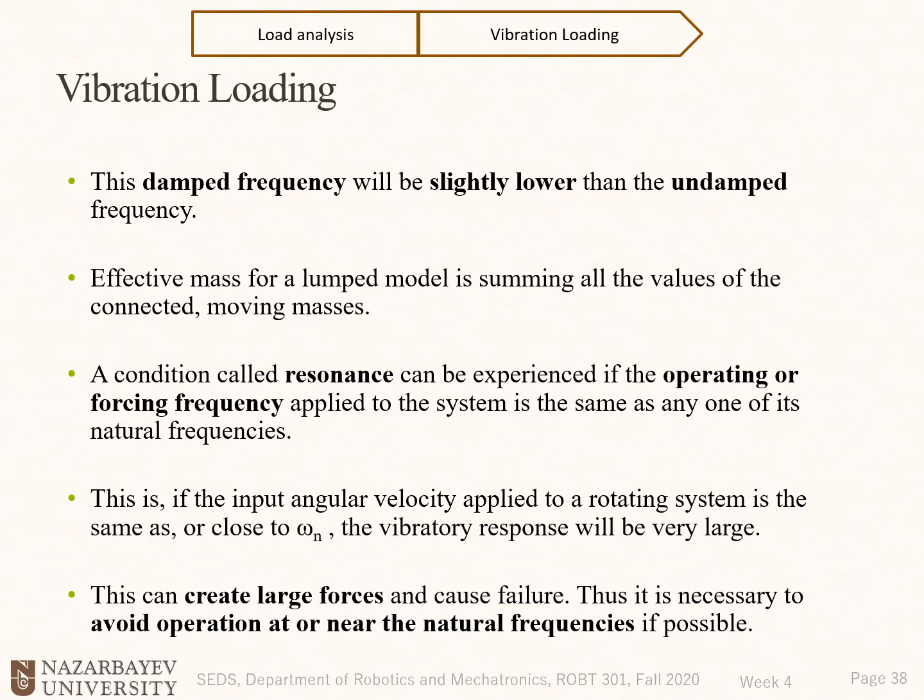Okay, so if the frequency of the force applied is the same as one of the natural frequencies, and the worst case happens when it's equal to the fundamental or lowest natural frequency, then we see the maximum vibration in the system. If the input angular velocity applied to a rotating system is the same as or close to omega n, the vibratory response will be very large. This can create large forces and cause failure. Thus, it is necessary to avoid operation at or near the natural frequencies if possible.